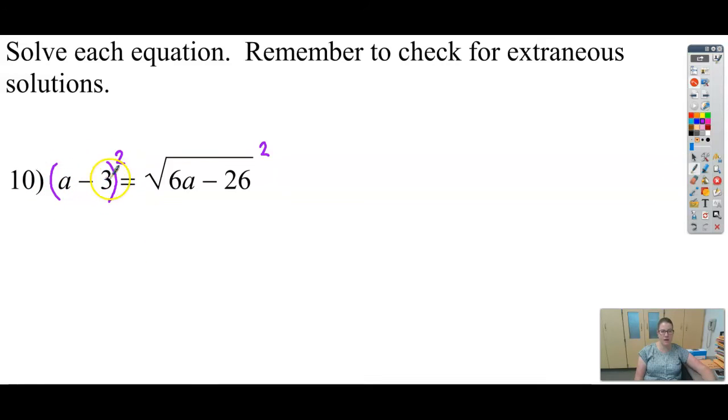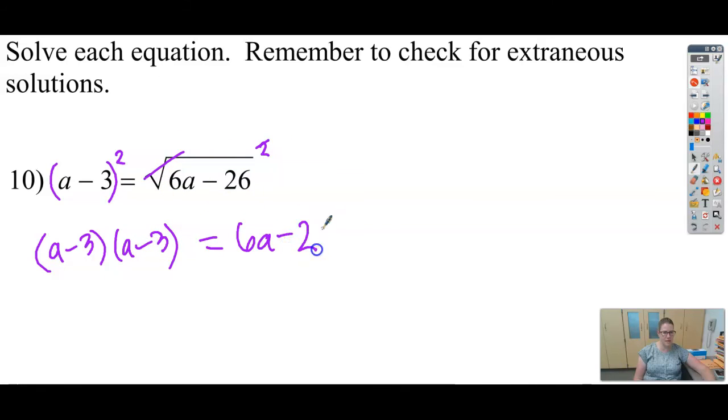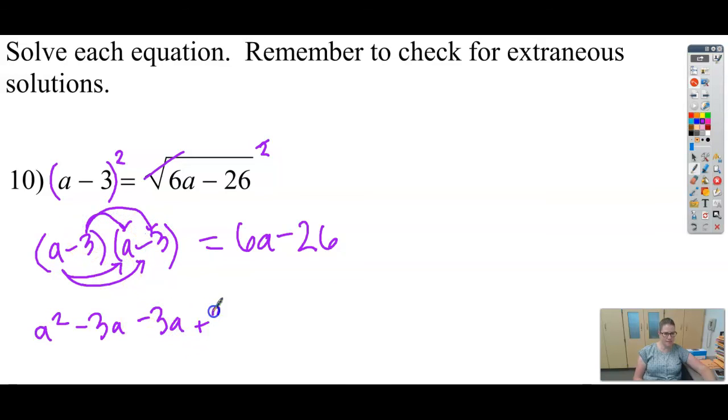So I have to square a minus 3. So remember, if I have a binomial that's squared, I can't just square a and square 3. I have to actually write this as a minus 3 times a minus 3. And then these will cancel here, and I'll have 6a minus 26. So now I'm going to have to go ahead and multiply this side out. A squared minus 3a minus 3a, and then plus 9 equals 6a minus 26.